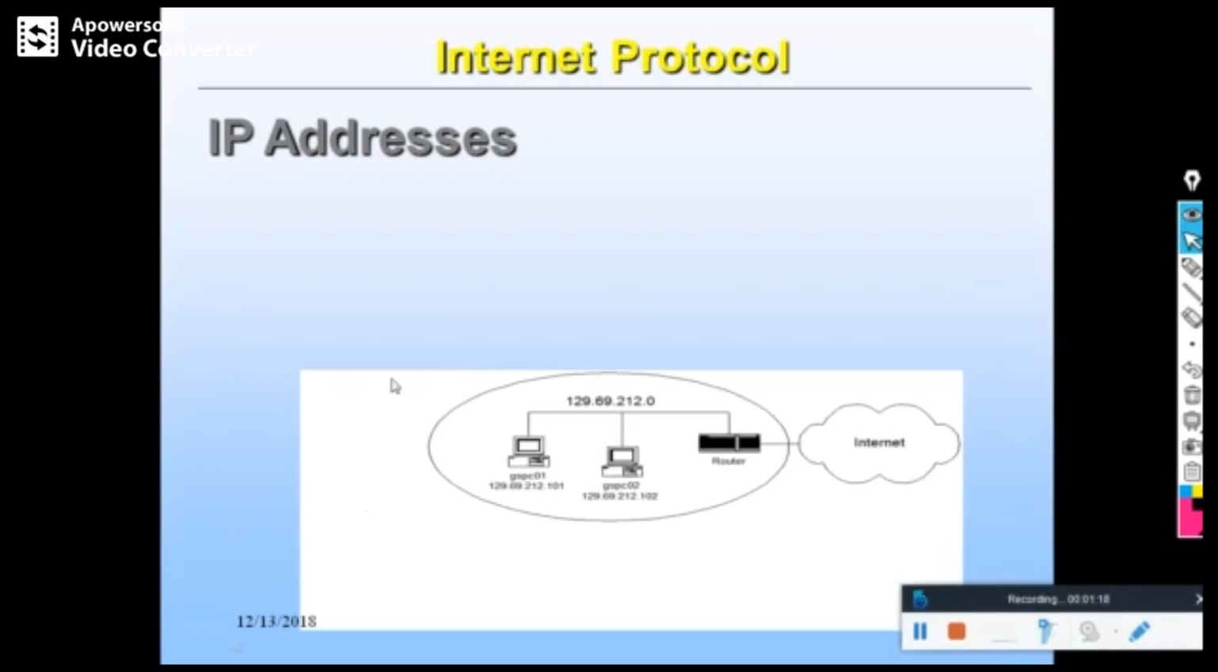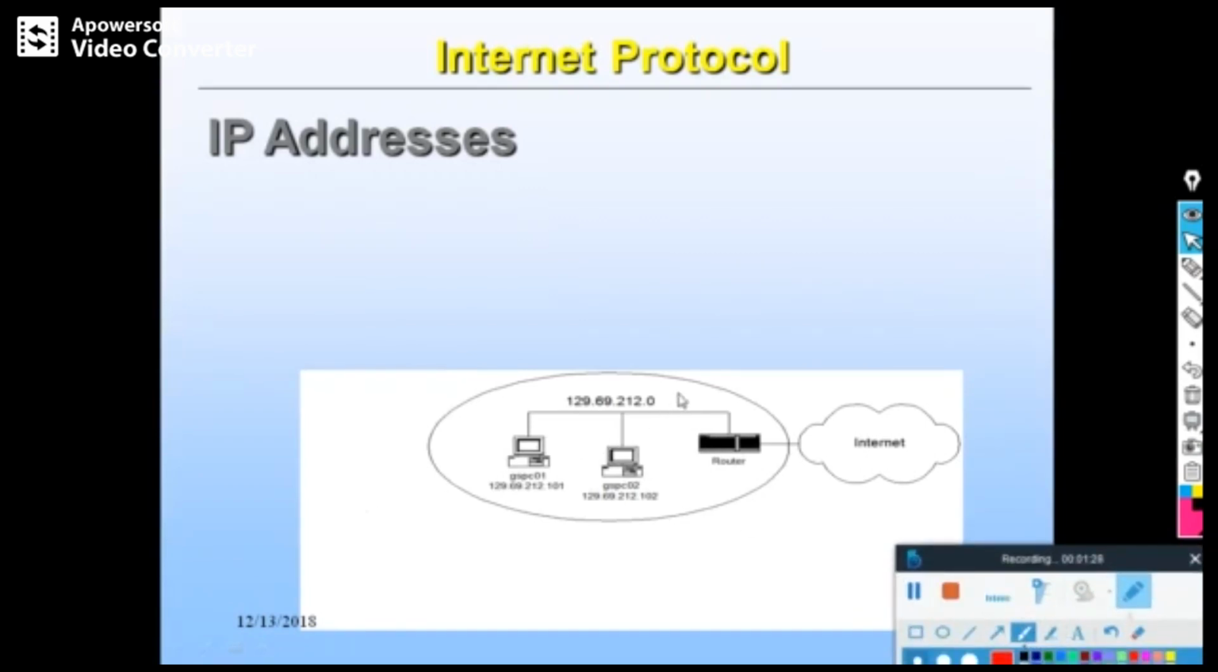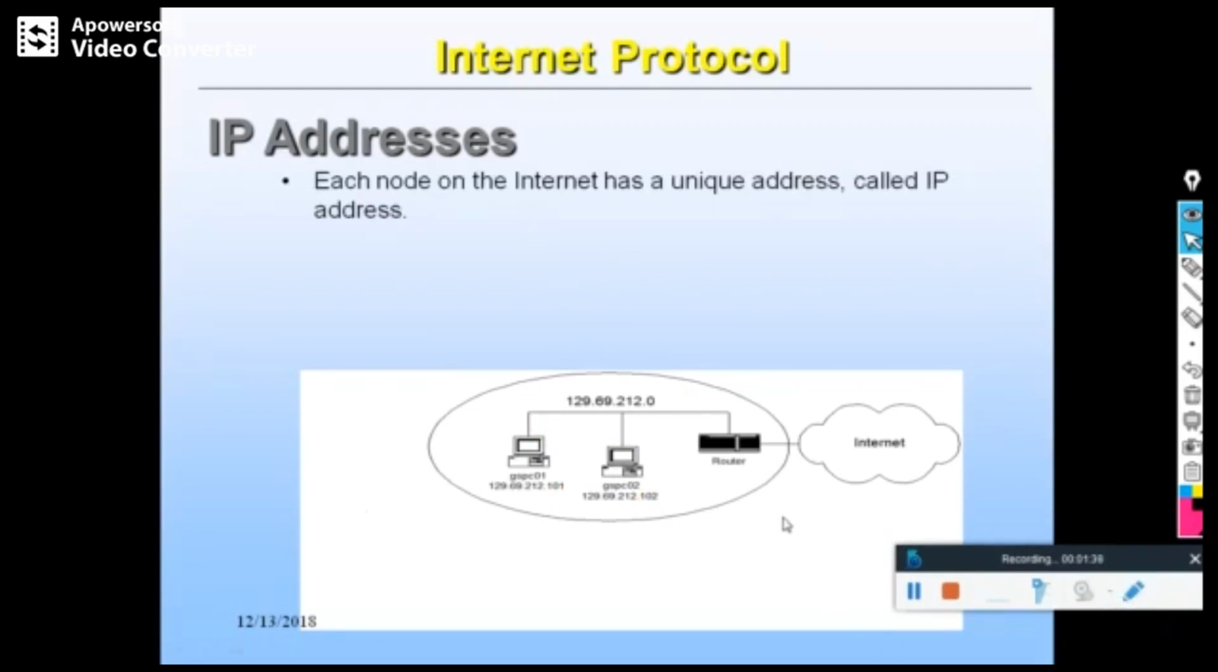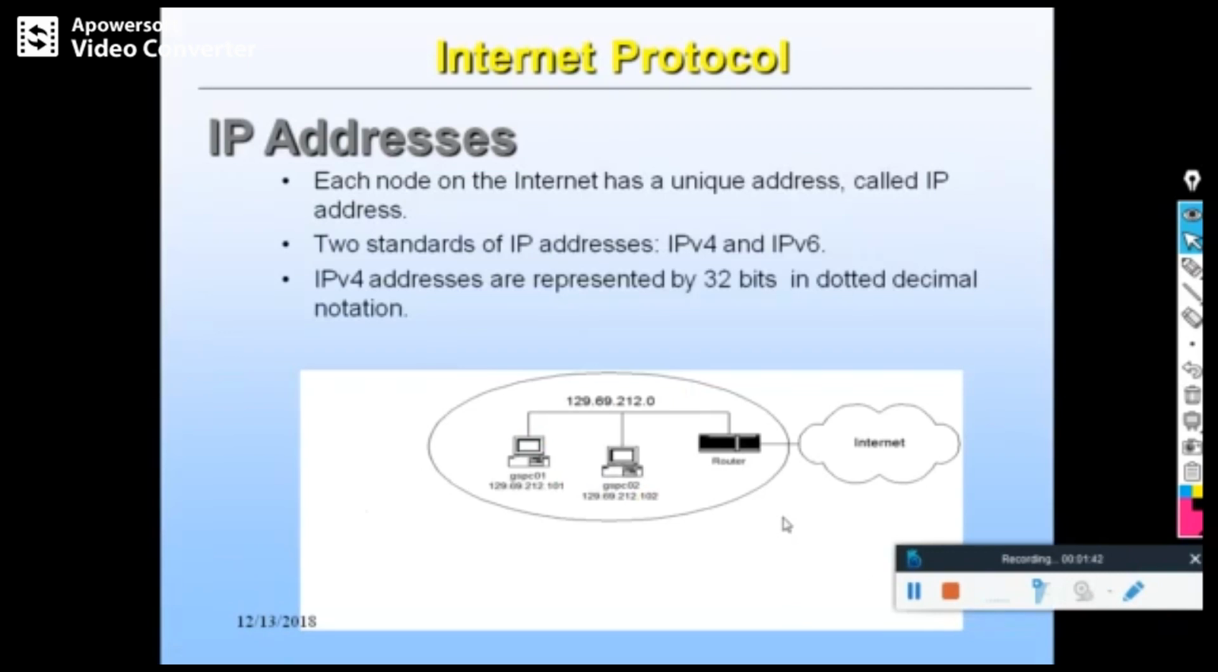In the diagram you can see the machines are connected to the internet through a router, and we know this is the network address and this is the IP address of these machines respectively. For IP addresses, there are two standards, version 4 and version 6. IPv4 addresses are represented by 32 bits in dotted decimal notation like this. IP version 6 uses 128 bits, that is 16 bytes, to represent an address.